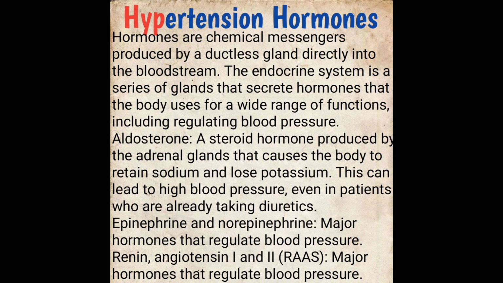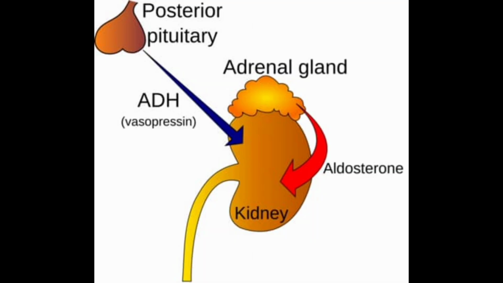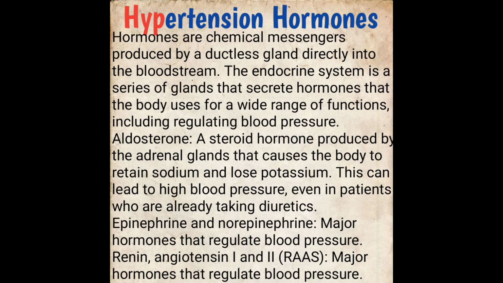When you're talking of blood pressure, we have aldosterone, a steroid hormone produced by the adrenal glands that causes the body to retain sodium and lose potassium. This can lead to high blood pressure because the sodium absorbs more water and increases the pressure, even in patients who are already taking diuretics.